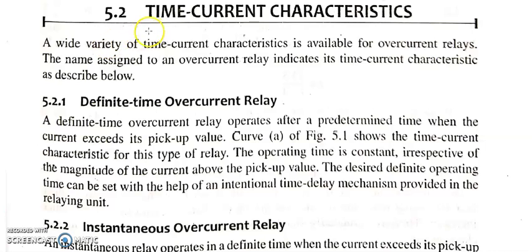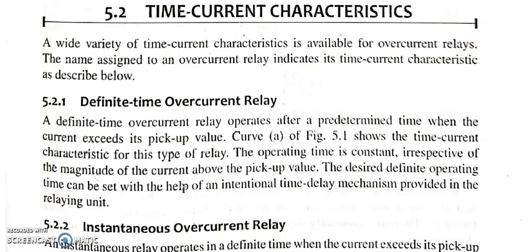Now let's see the next topic, that is time current characteristics. We have a wide variety of time current characteristics for overcurrent relays, which will be seen in the coming classes. At first we have the definite time overcurrent relay. As the name itself indicates, such a relay operates after a predetermined time. Only after a definite time does this relay operate, irrespective of the magnitude of the current above the pickup value. So here the operating time is constant.